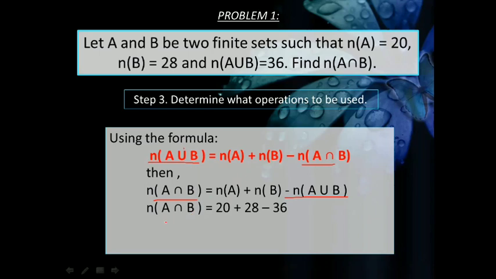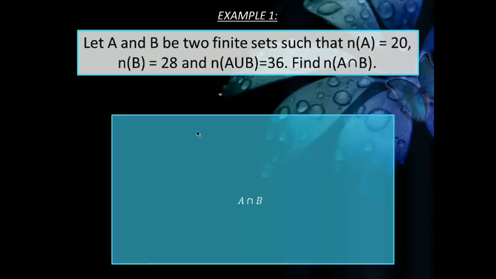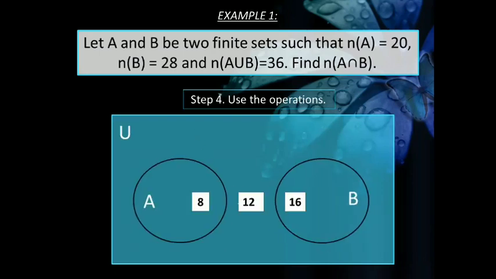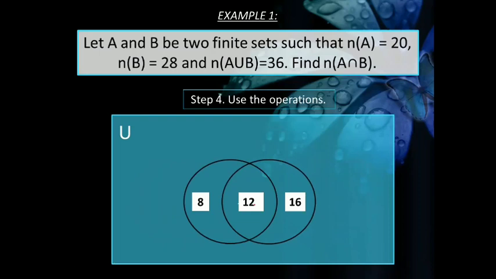So the number of elements of A intersection B is, since the number of elements of A is 20, we wrote 20 here. The number of elements in B is 28, and the number of elements in A union B is 36. So we further simplify. We've got the number of elements of A intersection B is 12. Now step 4 is to use these operations. So let's see. That is it.